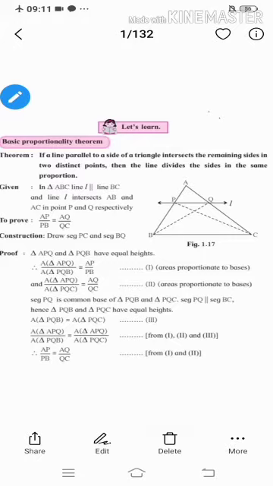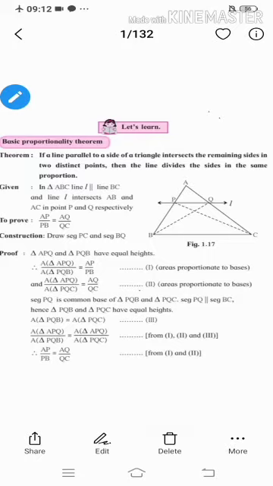Yes, student, after completing exercise 1.1, we are now going to start exercise 1.2. Before solving exercise 1.2, we first see one theorem related to that exercise, and on that theorem we solve the exercise. What's that theorem? That theorem is the basic proportionality theorem.